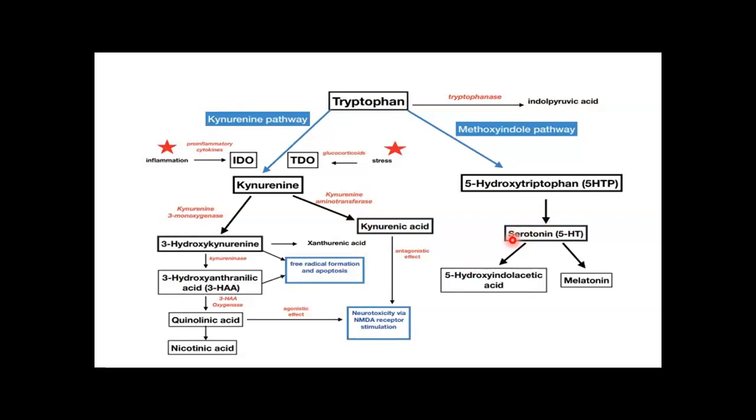Is quinolinic acid healthy or kynurenic acid healthy? They have opposite, antagonistic effects. The kynurenic acid is healthy, because it has an antagonistic effect. Questions? Any clarifications?